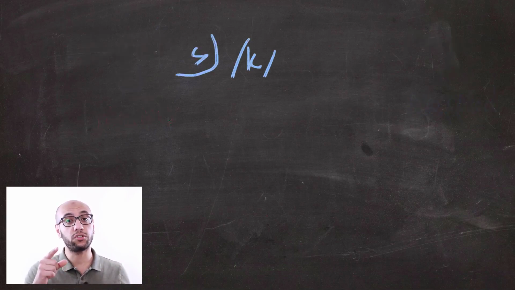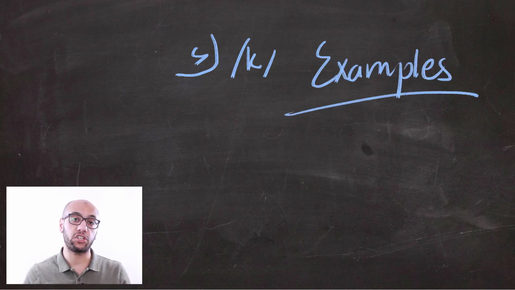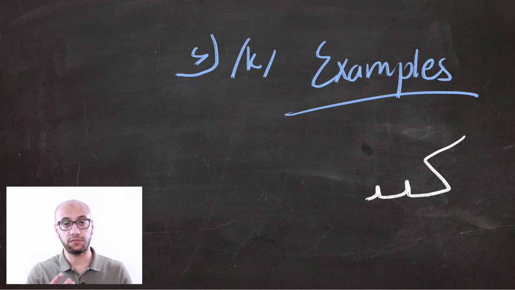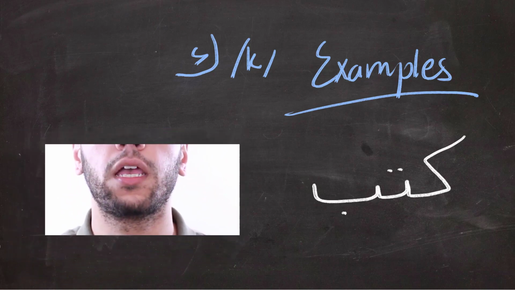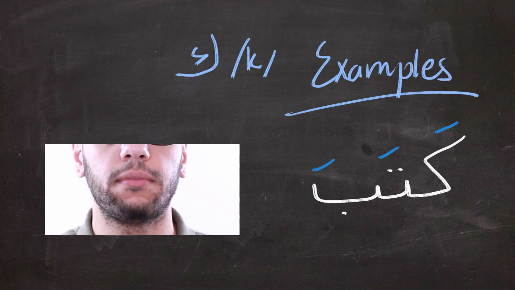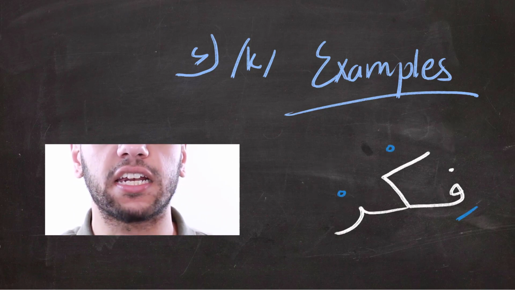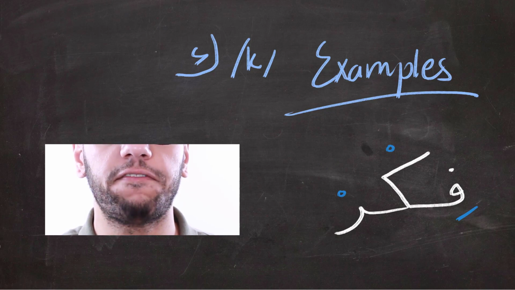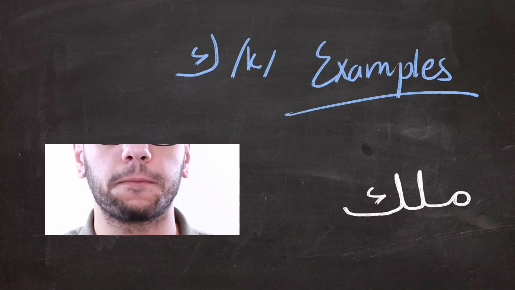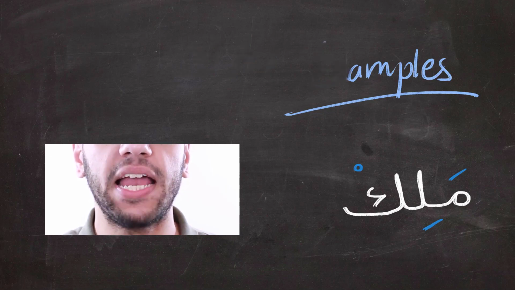As always, try to pronounce these on your own, then compare your pronunciation to my pronunciation. The first word is kataba, kataba, fikr, fikr, malik, malik.